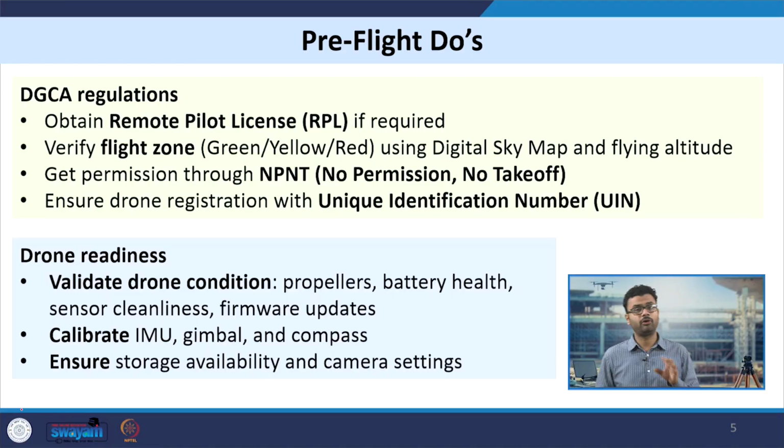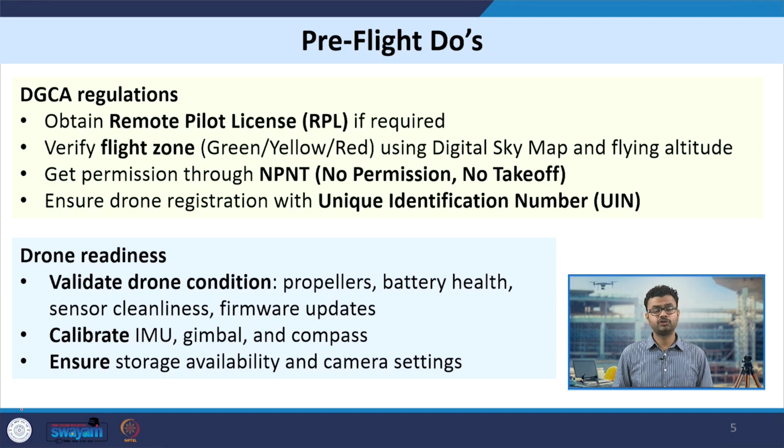So the pre-flight do's are always to follow the DGCA regulations, obtain the remote pilot license if required, verify the flight zone whether it's green, yellow or red using the Digital Sky map and flying altitude correspondingly, and get permission through NPNT, which is no permission no takeoff, and also ensure drone registration with its own unique identification number.